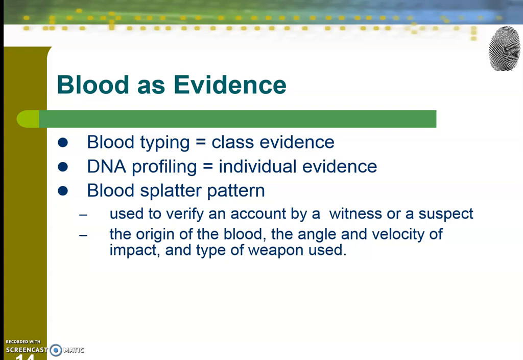A blood spatter pattern is used to identify or verify an account by a witness or a suspect. It helps us find the origin of the blood, the angle, the velocity or speed of the impact, and the type of weapon that is used.